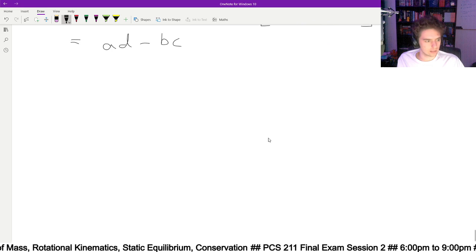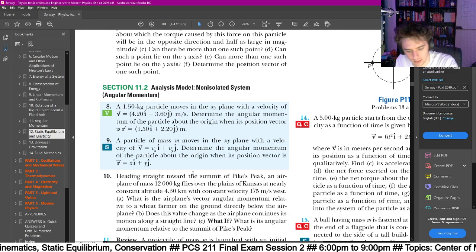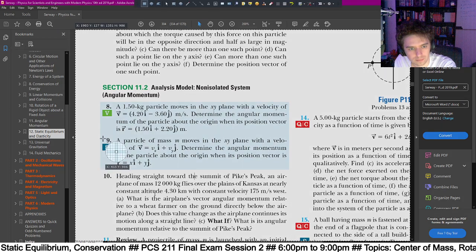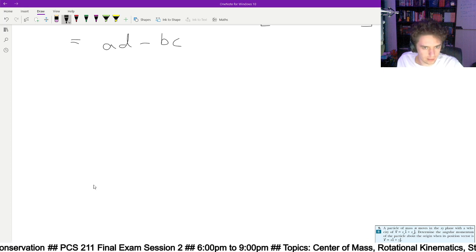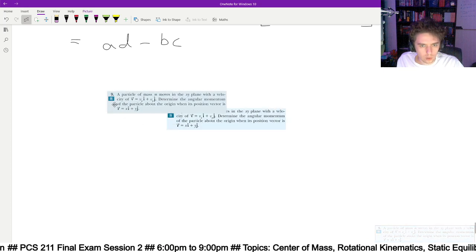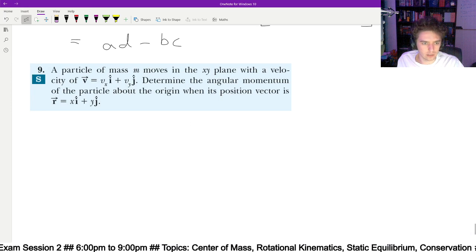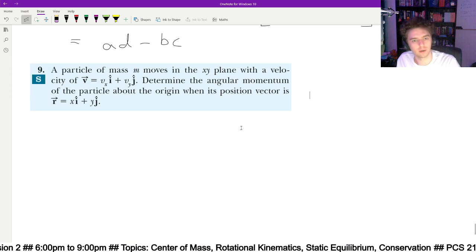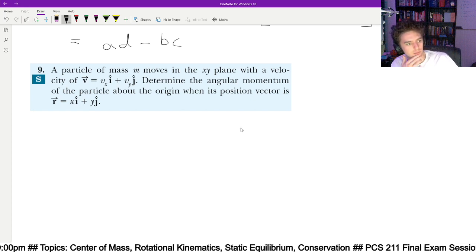But yeah, okay, there's that. Then let's keep going. That was number 8. So let's look at number 9. Number 9 is this guy right here. A particle of mass m moves in the xy plane with a velocity of that. Determine the angular momentum of the particle around the origin when it's positioned at x, y. So it's just the general case of what we just did, right?